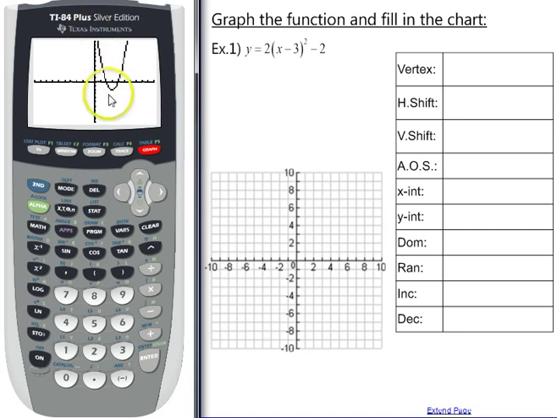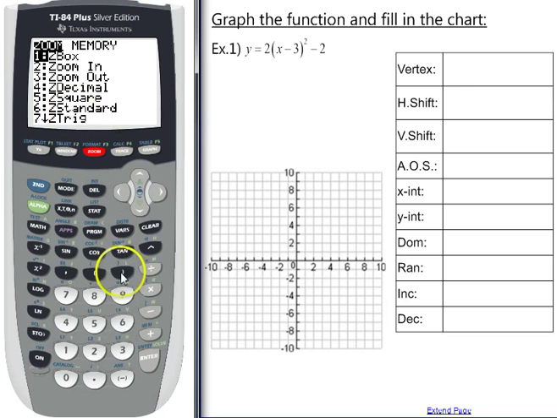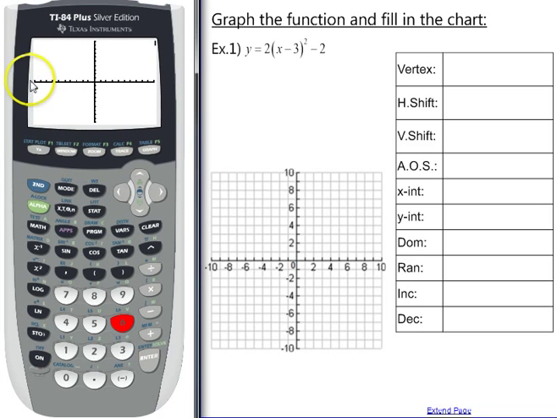Remember, if you can't see the vertex or you can't see parts of it, the first thing you want to do is always hit zoom and then 6 for standard, and that'll give you from -10 to +10 on the x and -10 to +10 on the y. So then once you see your graph, I'm going to show you how to find the vertex and some of our other information here.